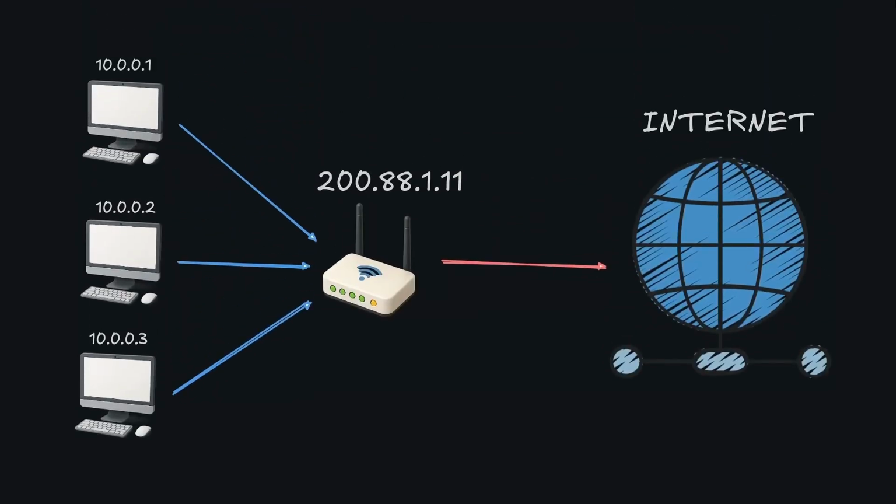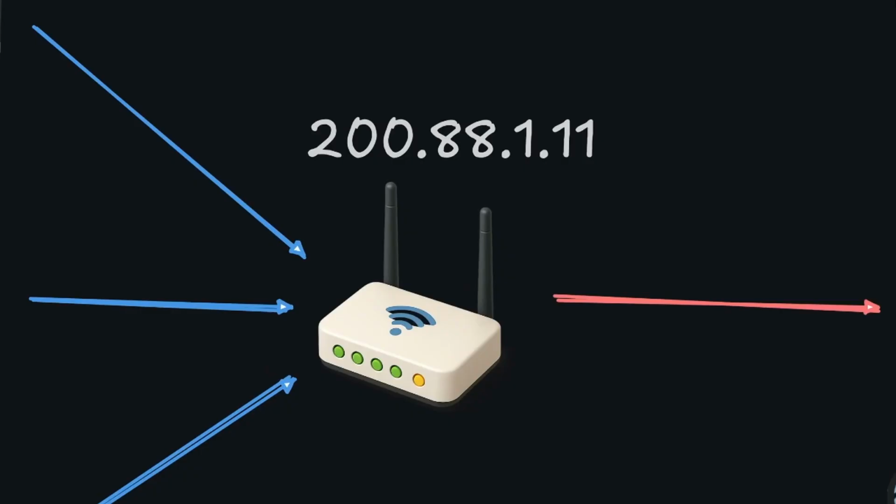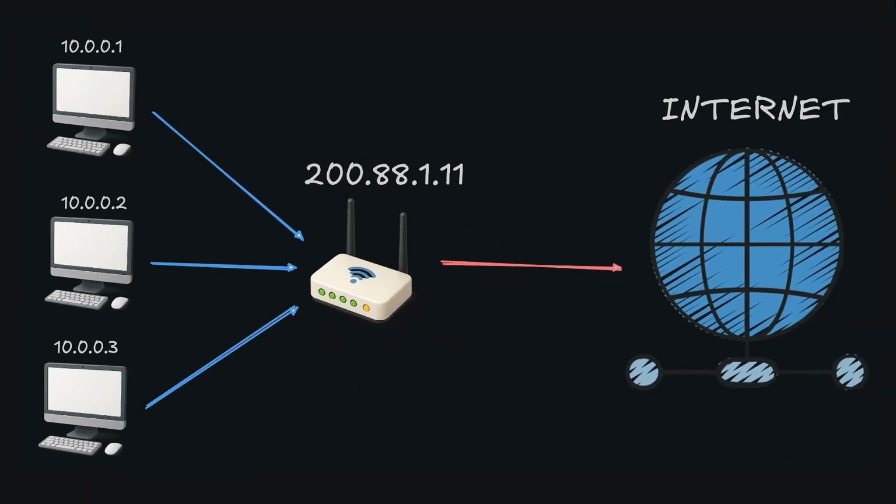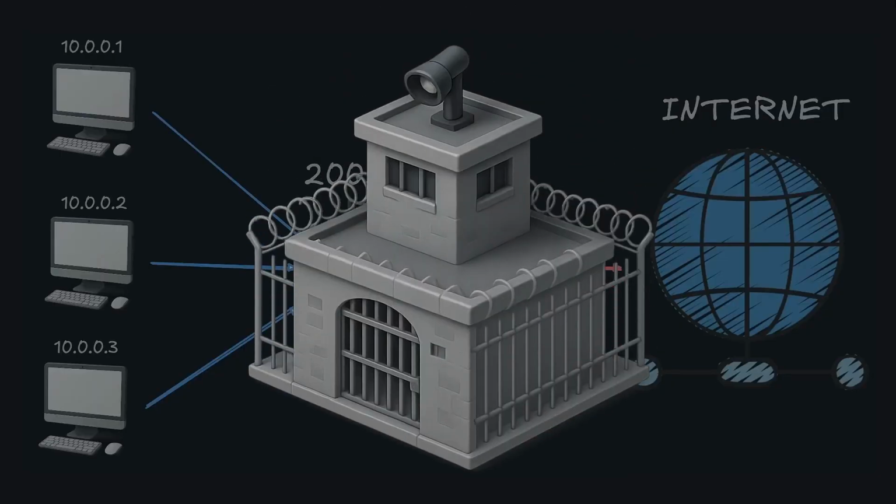NAT allows multiple devices to share one public IP address. In a home network, all devices typically use private IP addresses. The router translates these private IPs into one public IP. From the internet's perspective, only one IP is visible. This conserves public IP addresses. It also adds a layer of security.